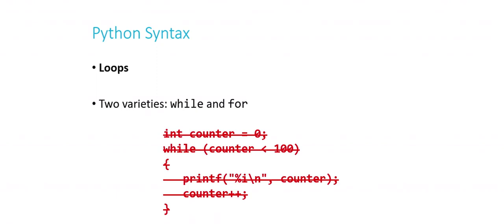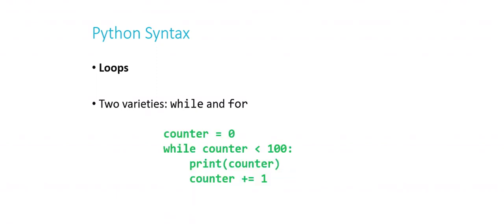To do the same thing in Python, it would look a little something like this. Counter equals 0. Again, we're leaving off the type specifier because it's Python. We don't need it. There's no semicolons at the end. And then while counter is less than 100, again, no extraneous parentheses here either. We're really trying to streamline what we can. Then we just print out the counter, and we say counter plus equals 1.